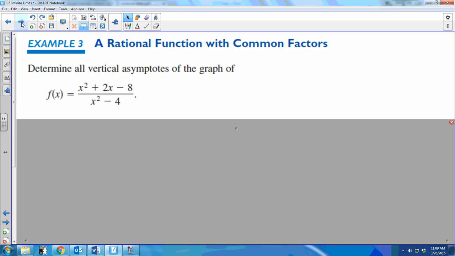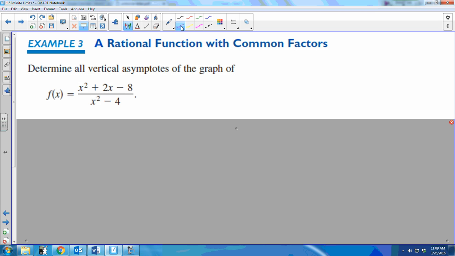One more example. Determine all the vertical asymptotes of the graph. And we have a function here, and it looks like we can definitely factor the denominator, and we might be able to factor the numerator even. Again, if you can remove a discontinuity, then it's not a vertical asymptote. Okay?